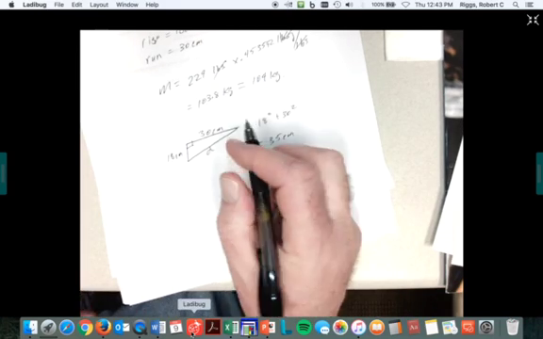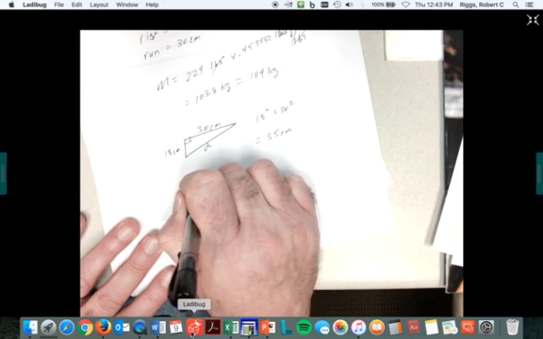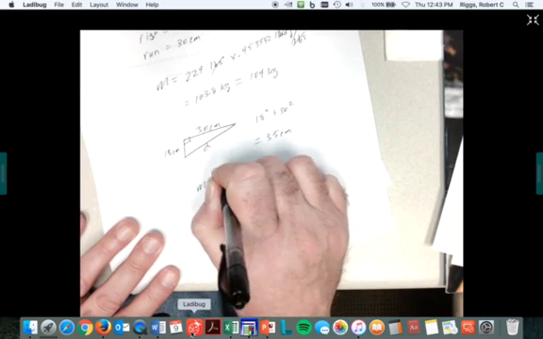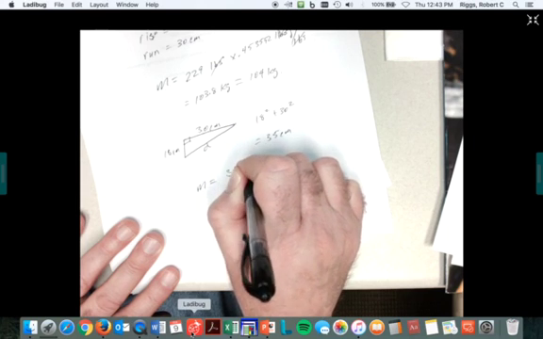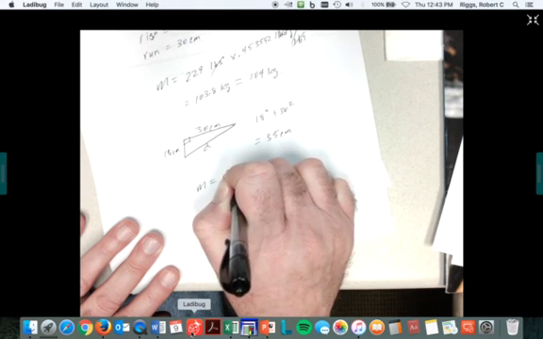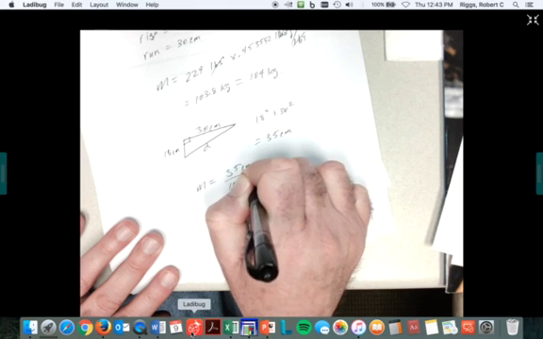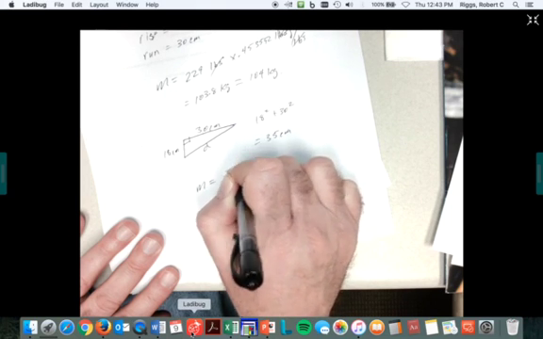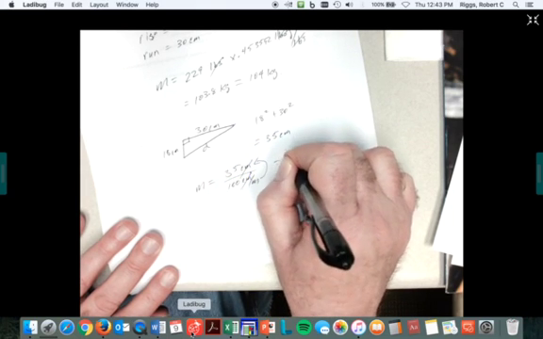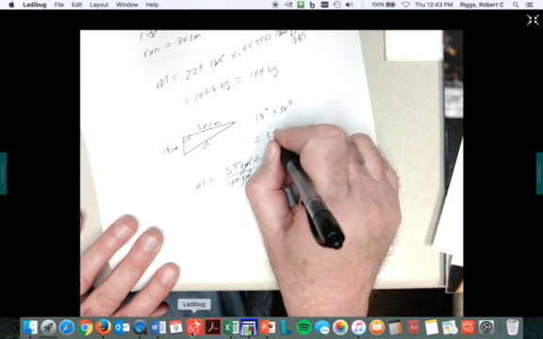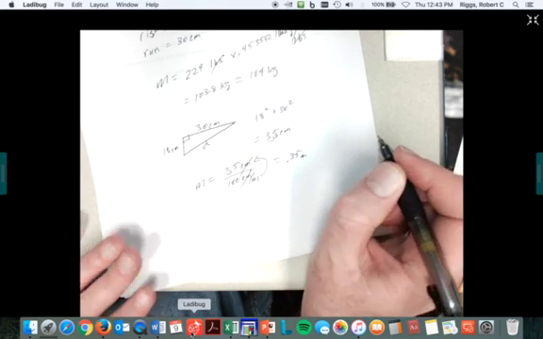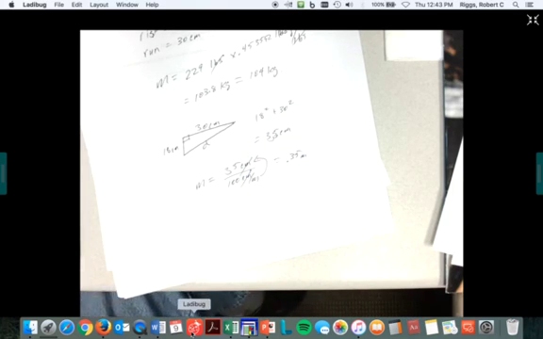All right, and then that in meters is 35 centimeters divided by 100 centimeters per meter. So the meter comes up here, the centimeters cancel, 0.35 meters. Or just move the decimal over 2. Okay, that should get you through the pre-lab, and that's due in a week.